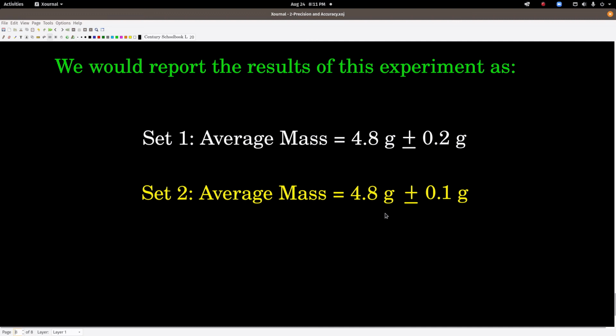The second set, because the standard deviation was 0.146, the first non-zero digit is 0.1, so we'd say the average is 4.8 plus or minus 0.1 grams.